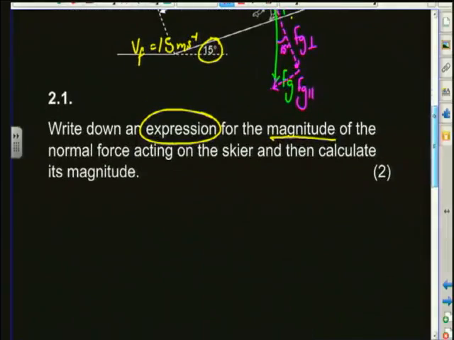So normally we would say the normal force is equal to weight. It can't be equal to weight here. It's got to be equal to your perpendicular component. So by an expression, what they want you to say is that your normal force, if you write it as Fn, that's fine, is equal to the perpendicular component of your weight. That is not the expression. The expression means write a mathematical equation. So now we go. All right.